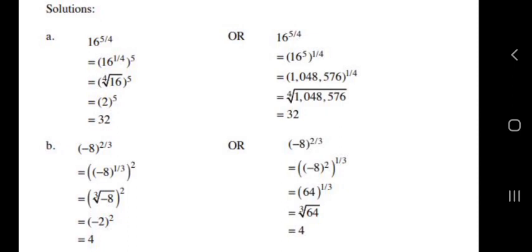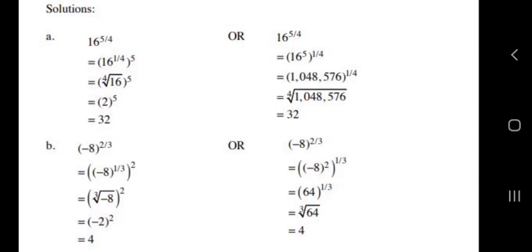The second problem, we have -8 to the 2/3 power. Either way is fine for this one. You can square -8 first and then take the cube root of that, or you can take the cube root of -8 first and then square the result. Either one's right. The cube root of -8 is -2, because -2 cubed is -8. And then if we take the square of -2, we get 4.